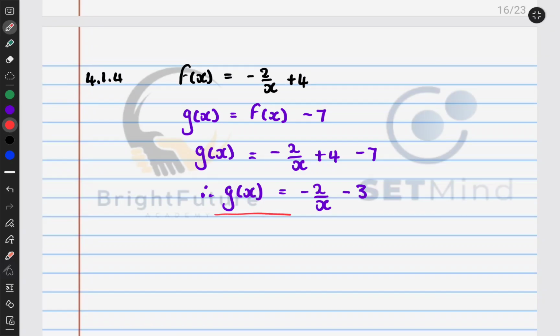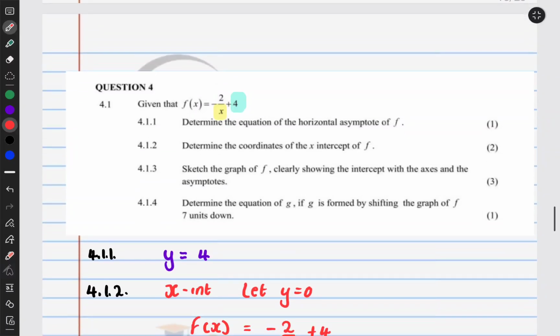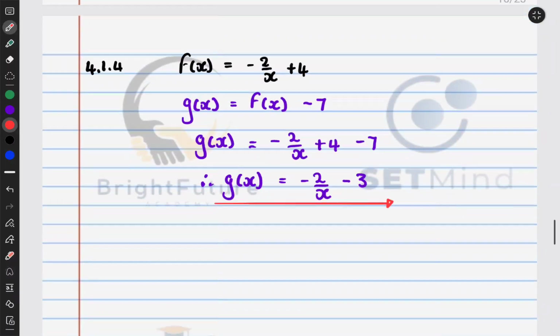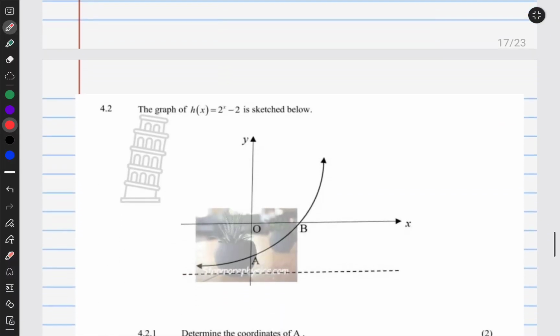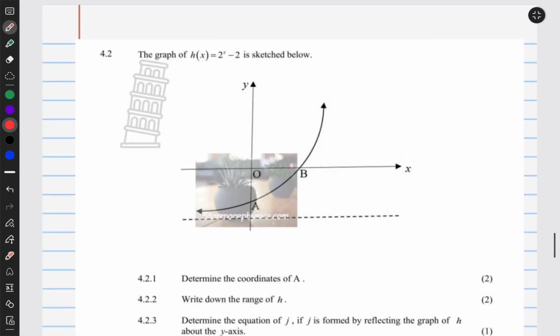That's the equation of the graph of g, which is essentially the graph of f shifted 7 units downwards. Okay, and then let's go to 4.2. So for 4.2, we are asked to determine the coordinates of the graph of h at x is equal to 2 to the power of x.